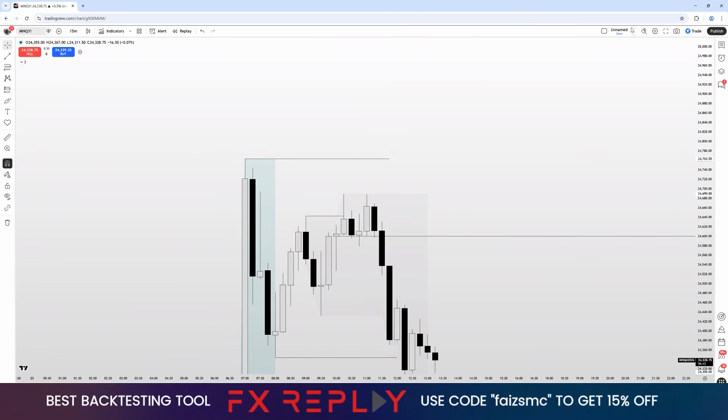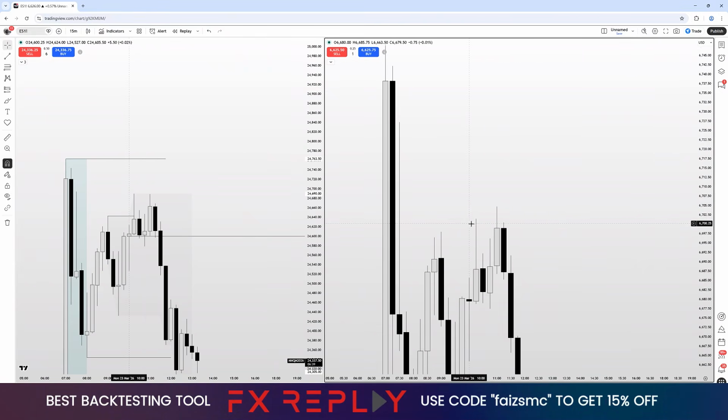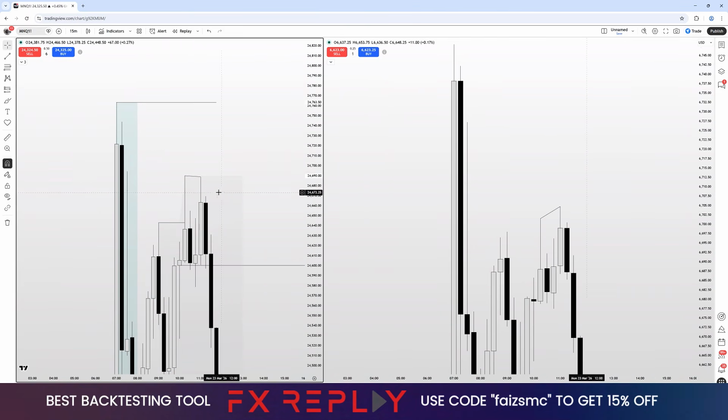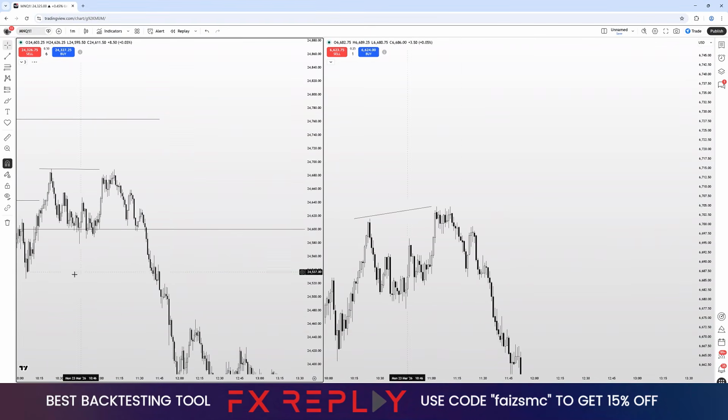Now the final step is SMT divergence with the correlating asset or pair. So over here, look at this high, look at this candle that swept liquidity, right? This is here. But then look at this. On ES, we made a higher high, but on NQ, we failed to make another higher high. That is SMT divergence. Now we drop down to the 1-minute time frame.